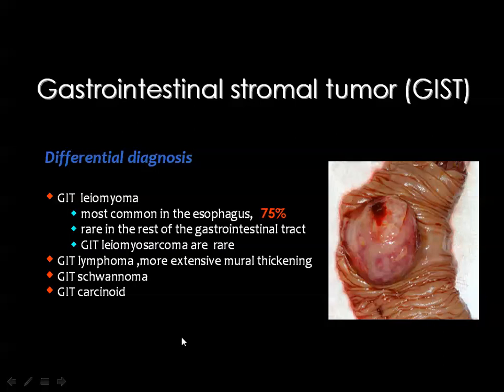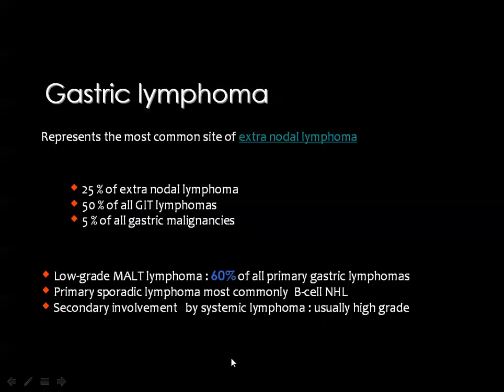Then the differential diagnosis of GIST tumors, of course, will include the leiomyoma, which is commonly seen in the esophagus, about 75%, and is rare along the rest of the gastrointestinal tract. Then gastric lymphoma or GIT lymphoma is not usually a localized lesion, but it is a diffuse lesion which affects mainly the mucosal folds. And GIT schwannomas and carcinoid tumors need further evaluation by endoscopy to reach the diagnosis.